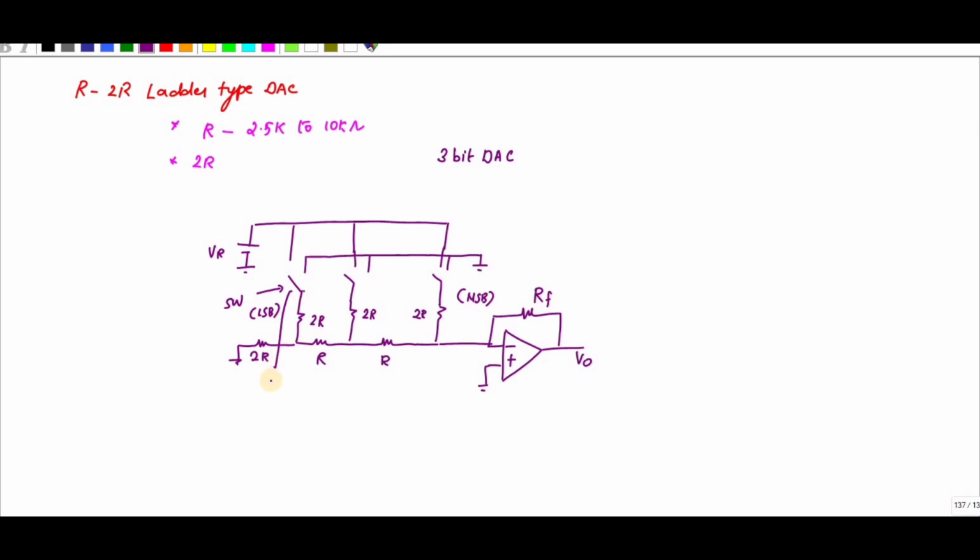So these switches are connected to B3, B2 and B1. If I want to convert the input 001, here B3 is your LSB and B1 is your MSB, right?